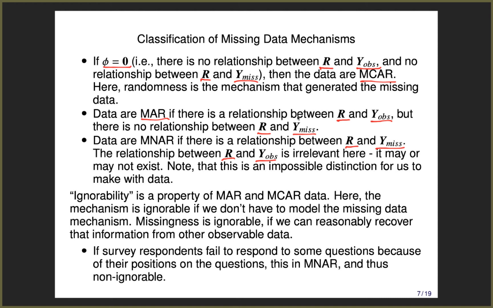So the property ignorability is a property of missing at random and missing completely at random data. The mechanism is ignorable if we don't have to model the missing data mechanism itself. That is, we could reasonably recover the information from other observable data that we have actually observed. We call data non-ignorable if they're missing not at random.